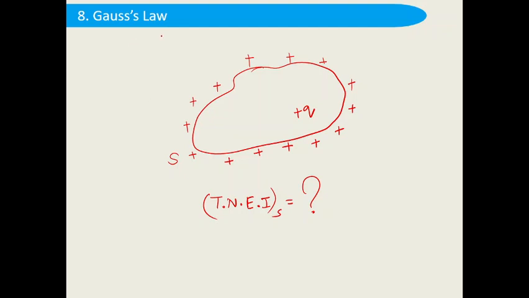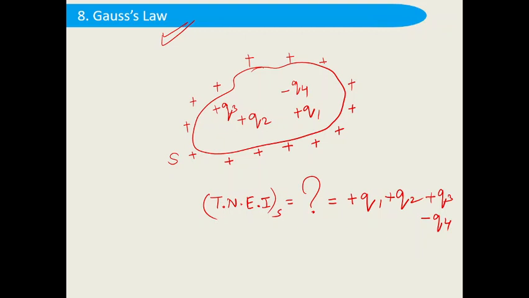By Gauss law, we can say that the total normal electric induction over a complete surface S is nothing but the amount of charge deposited on the conductor. Suppose I deposit plus Q1, this will be plus Q1. If I deposit plus Q2, plus Q2 will be added. If I deposit plus Q3, plus Q3 will be added. If I deposit minus Q4, then this will be minus Q4.